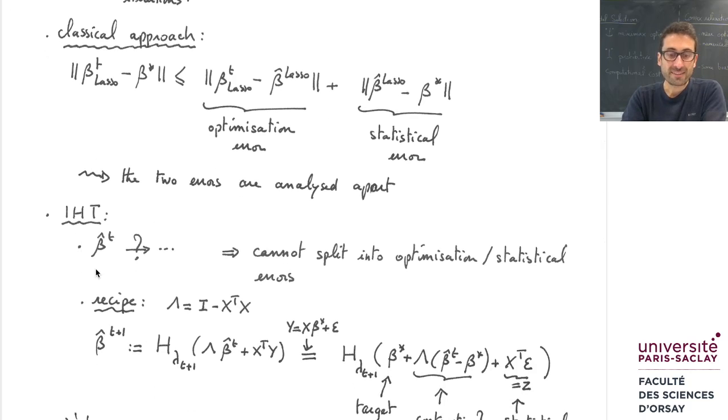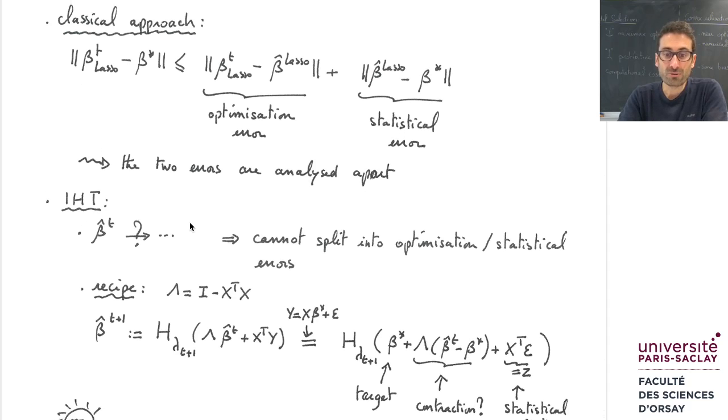If I look at the algorithm, if I look at the iterate t, I have no idea if this will converge to anything. Maybe it will, maybe it won't. We don't know. So we cannot do this kind of split because there is no limit. Here there is a limit, we know that this will converge to this. Here there is no limit, right? So we cannot do this decomposition into statistical error and optimization error.